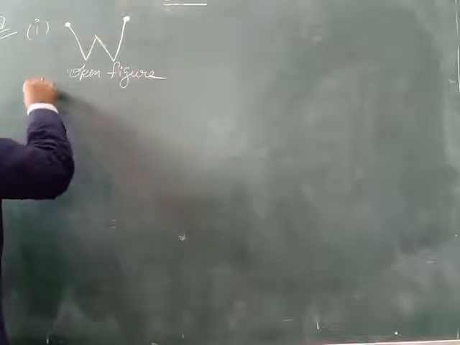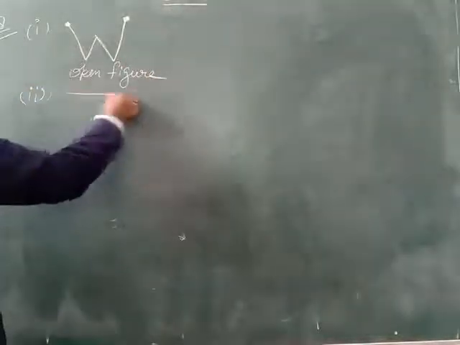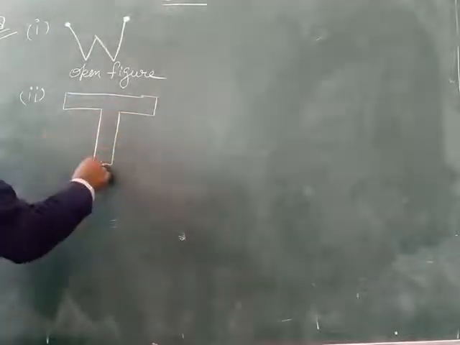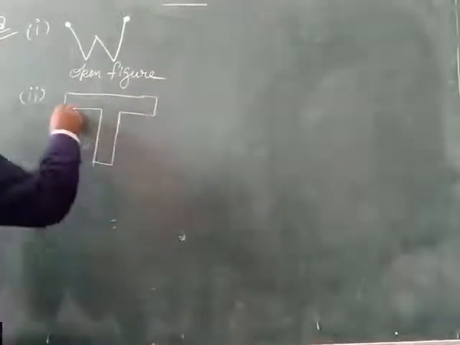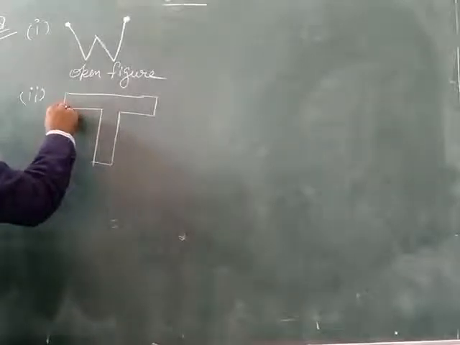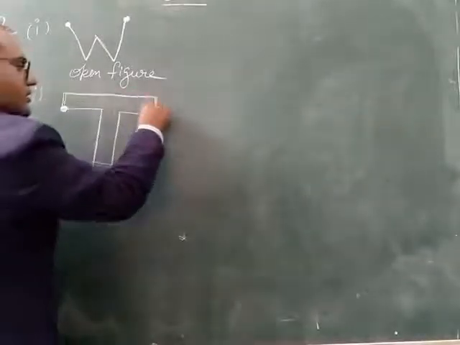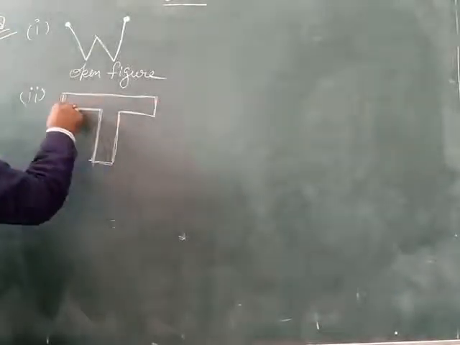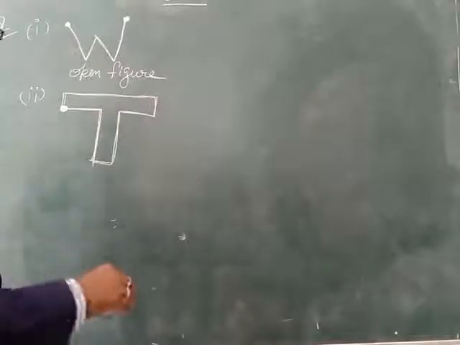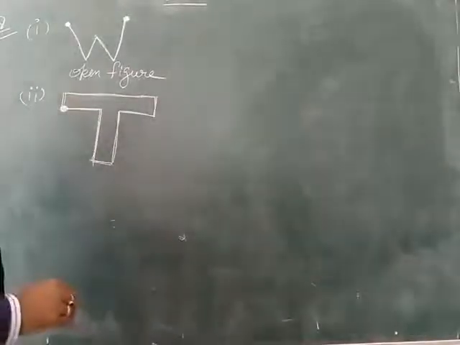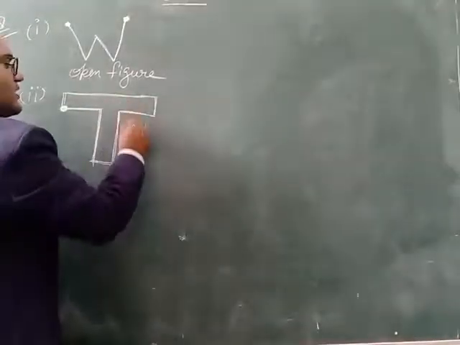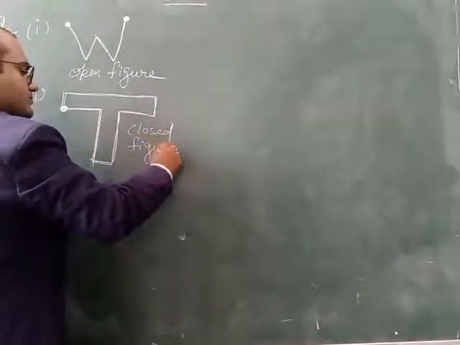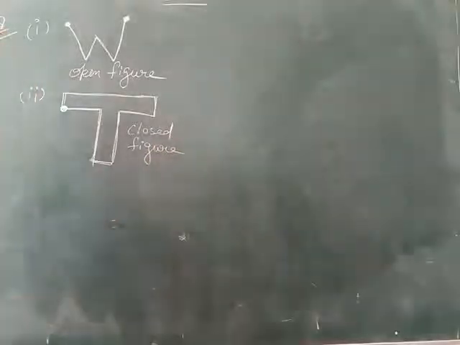Second part, T is given. You can start from any point. Let's start from this point. We will come to this side. Now here, here, here, here. Now then here, here, here. At the end we are returning to the same point from where we started. That's why we will say this is a closed figure.